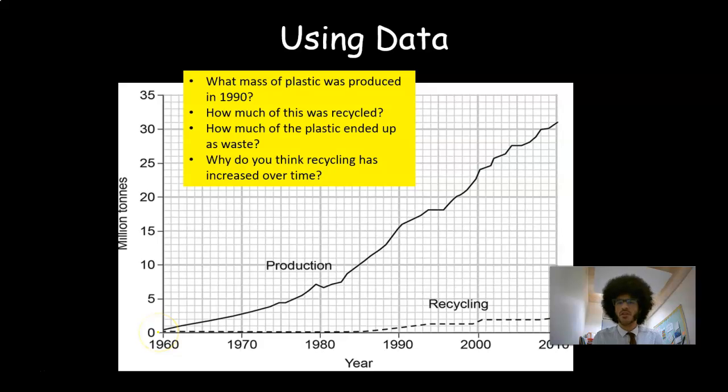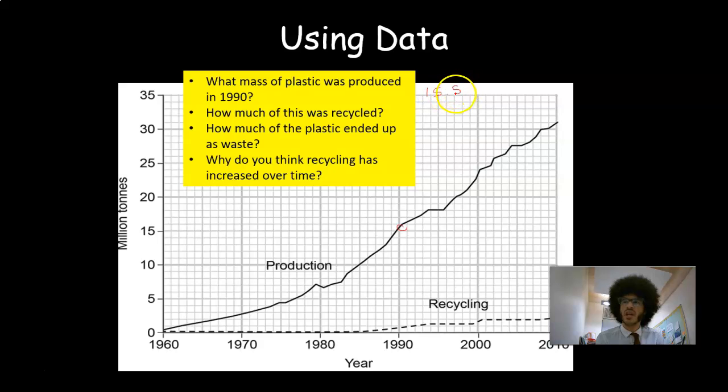So the first question, I might actually change the colour of my pen here to red so you can see it easier. There we go. Right, so the first bit is, what mass of plastic was produced in 1990? So we get to 1990, we'll look up here, and it's there. Now, you'll notice that that point is between these two lines, which is 15 and 16. So the answer for that would be 15.5.